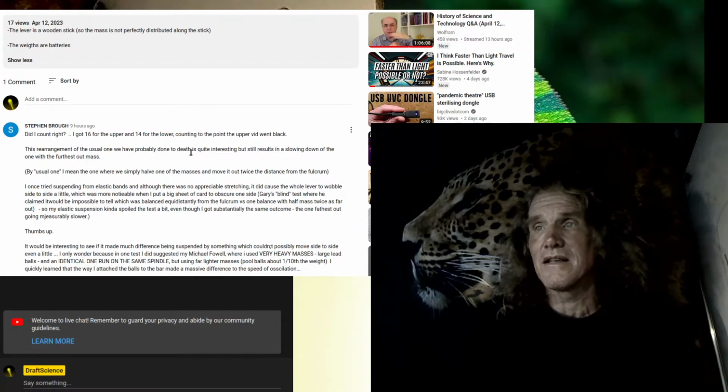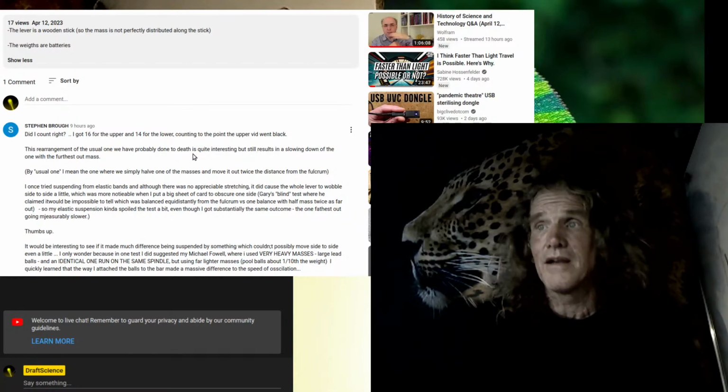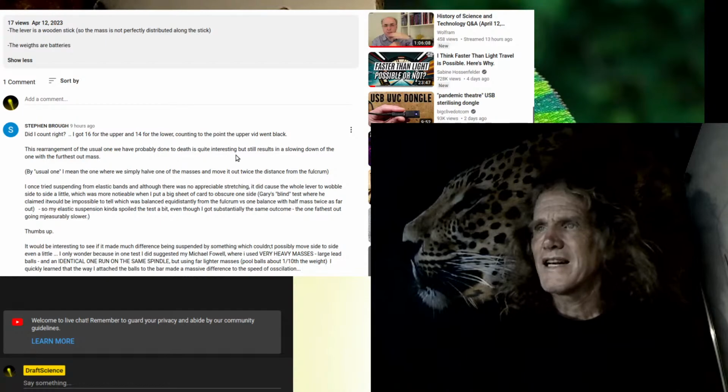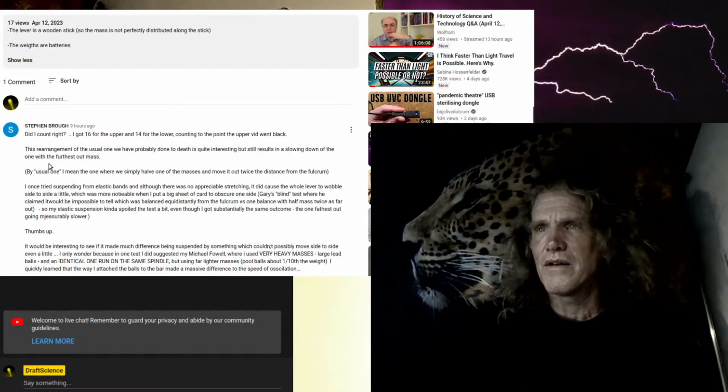Every one of these things has been done in some stupid way where they don't even have whole levers, and they got springs, and they got this, and they got that, and they're somehow proving something. This isn't how you do a proof, frankly. It is quite interesting, but still results in a slowdown of the one with the furthest out mass.